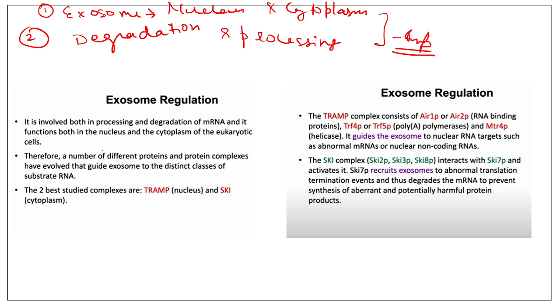So exosomes have such diverse function, there are a number of different proteins and protein complexes. The two most studied examples are TRAMP and SKI. So always remember, as we just discussed, that the exosome can perform its function in the nucleus and also in the cytoplasm. So in the nucleus and cytoplasm, the environment is different.